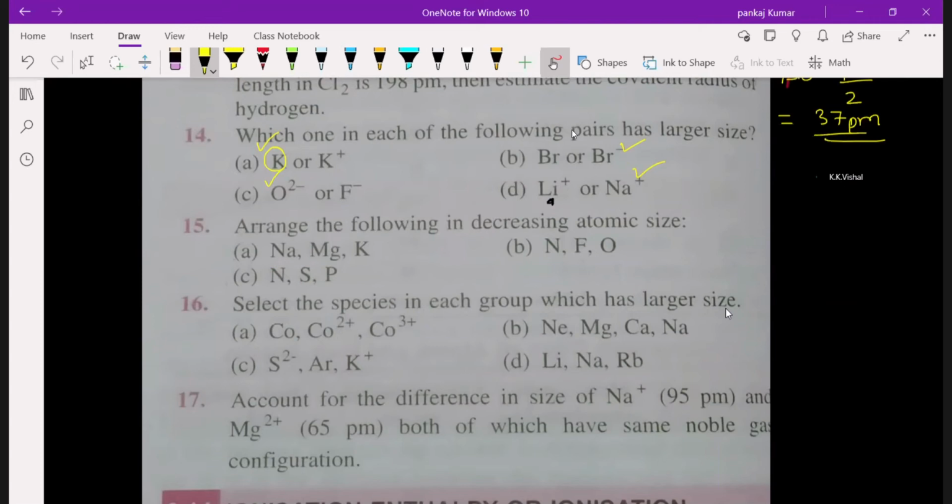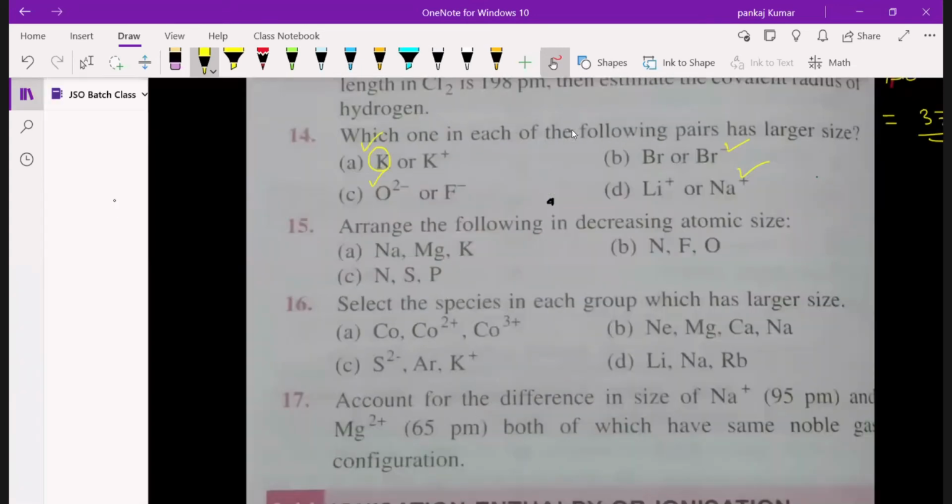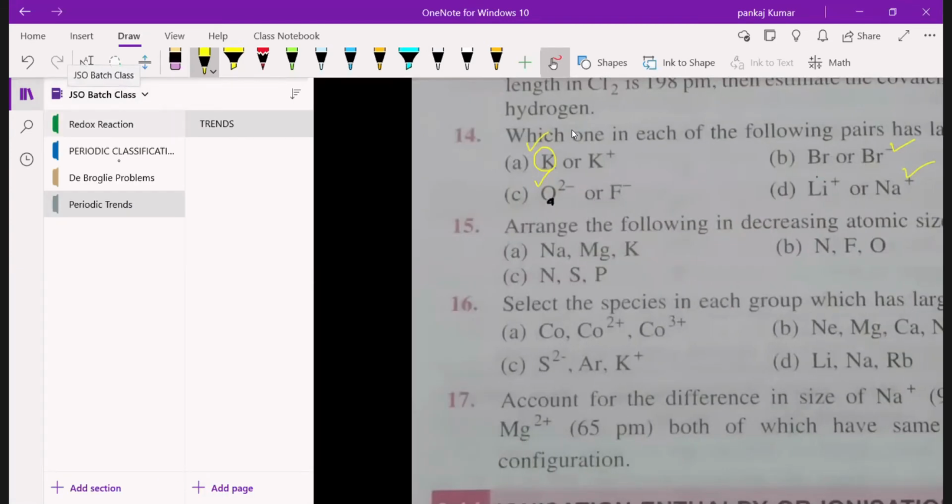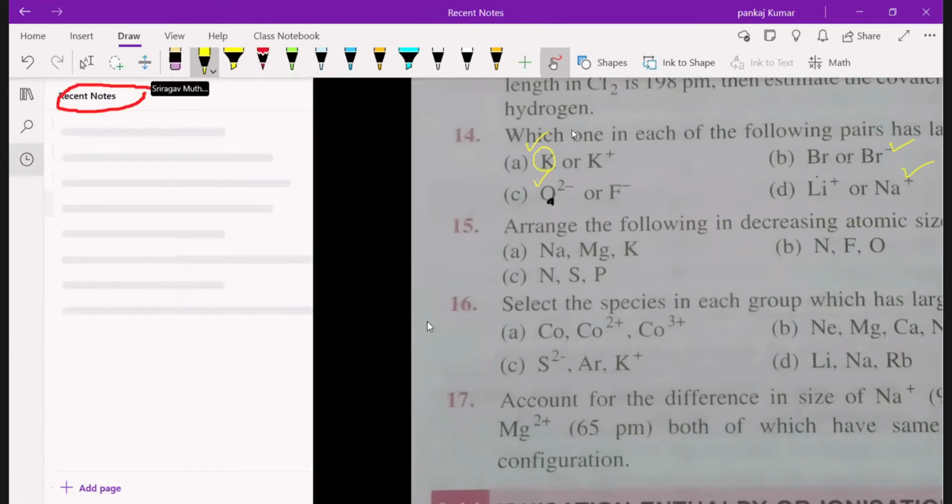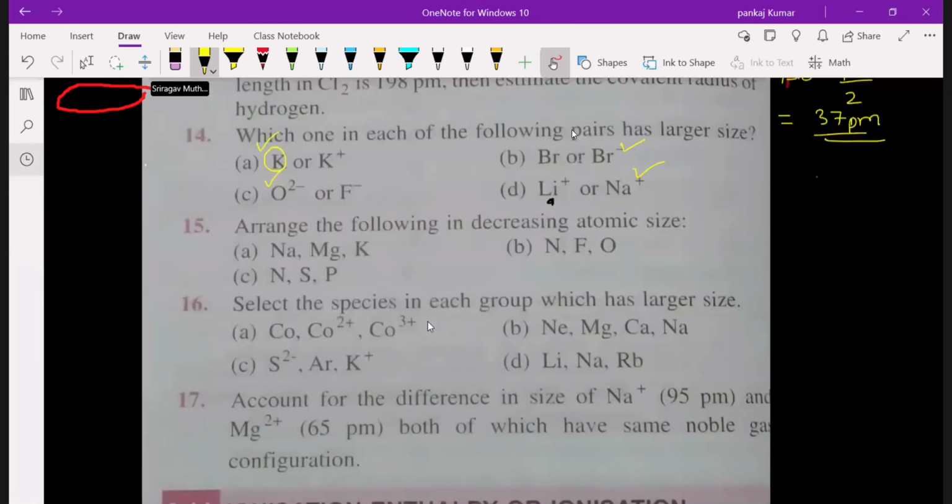Sir, in your 3 books, no, sir. Can you open that thing? What do you want? Sir, there you kept a periodic table somewhere, here in periodic classification. You open the book. No, sir, I don't have it. I think, sir, open it.